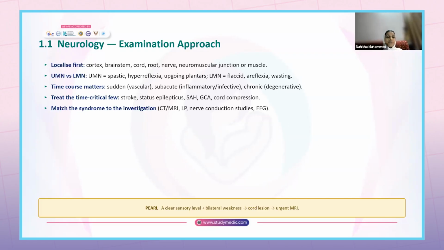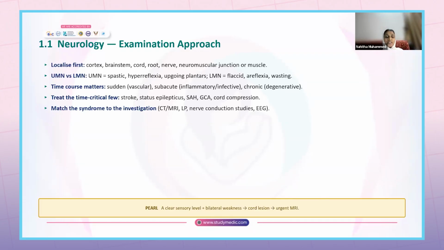From neurology, first we have to understand how to localize. Localization starts from the cortex, to the brainstem, then spinal cord, root, nerve, neuromuscular junction, muscles. You must understand how to localize first, and by reading the scenario, whether it is UMN or LMN. UMN, we all know, is spastic, hyperreflexia, upgoing plantar. LMN is flaccid, areflexia, and wasting.